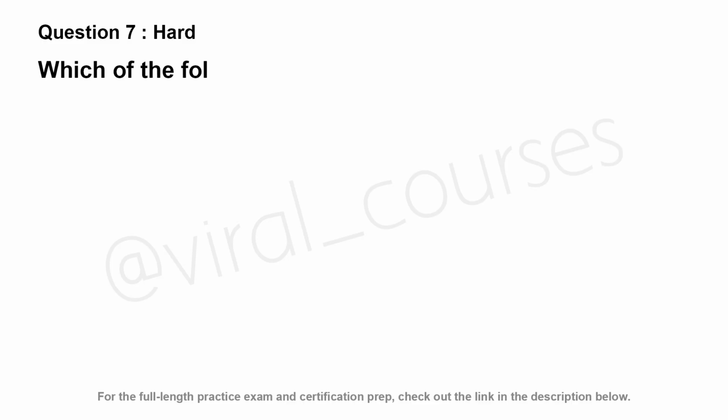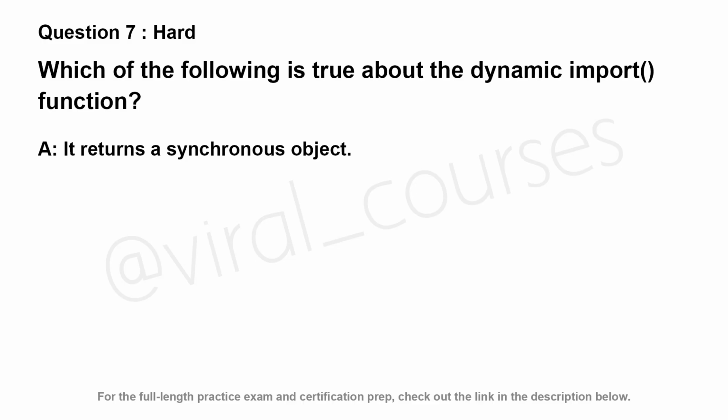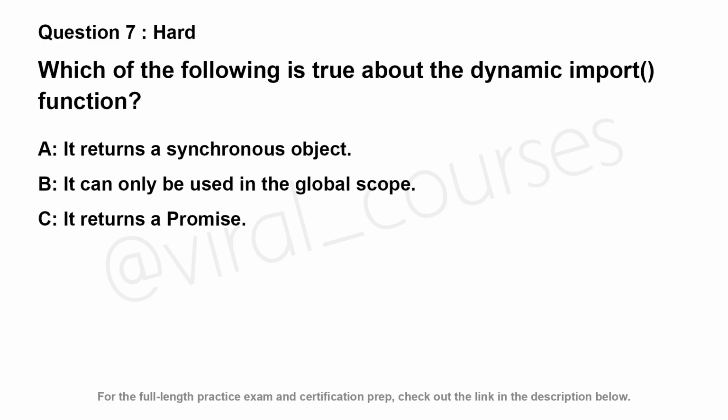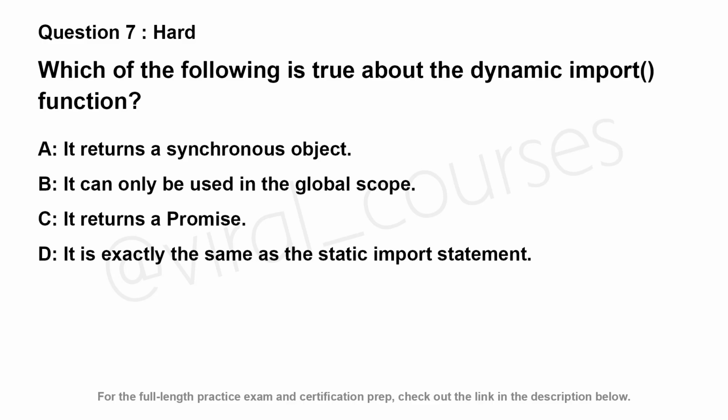Which of the following is true about the dynamic import function? Option A, it returns a synchronous object. Option B, it can only be used in the global scope. Option C, it returns a promise. Option D, it is exactly the same as the static import statement.